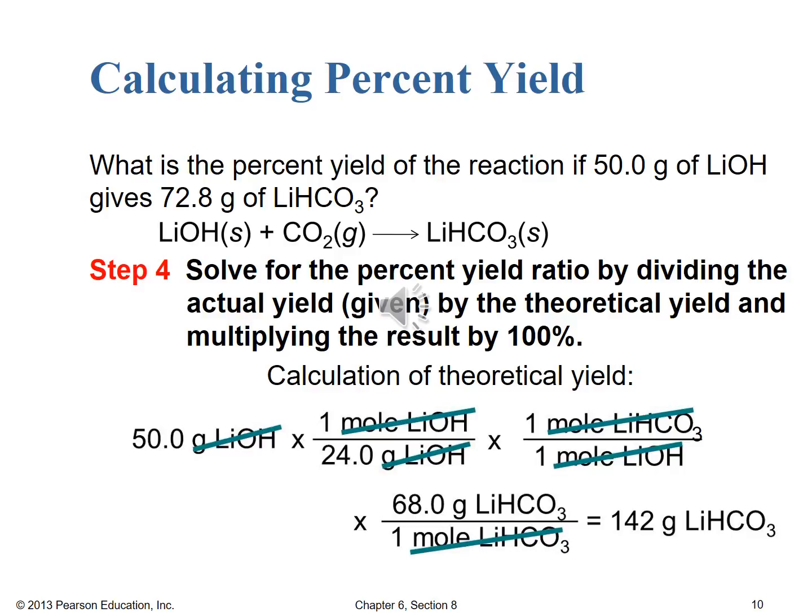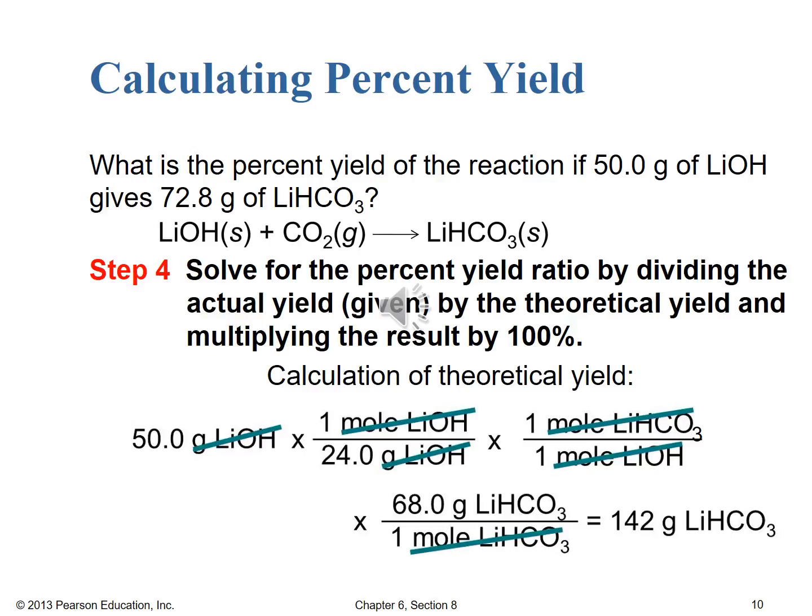of 24.0 grams. Then now that we're in moles of lithium hydroxide, we can convert into moles of lithium hydrogen carbonate, and then finally multiply through by the molar mass of lithium hydrogen carbonate, 68.0 grams of LiHCO3 per 1 mole, and we end up with a final value of 142 grams of lithium hydrogen carbonate.